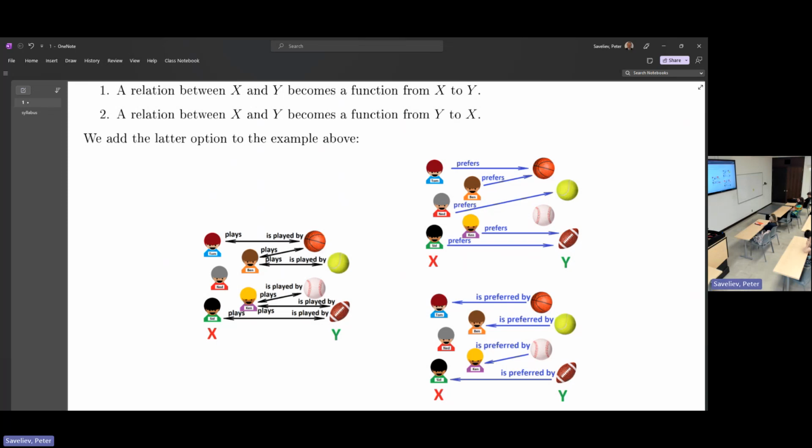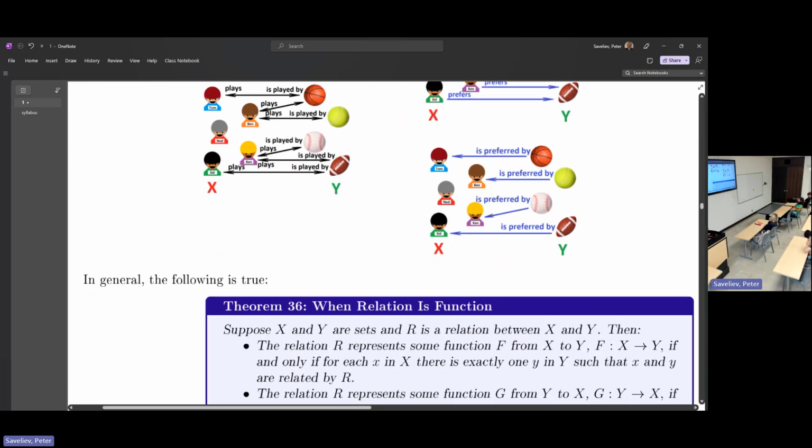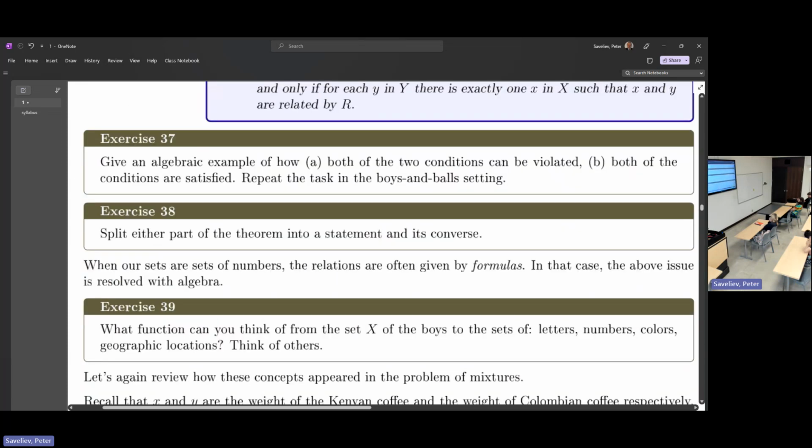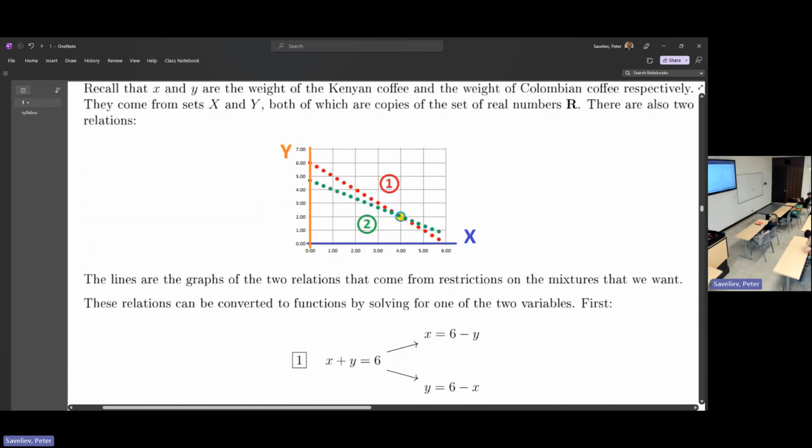Okay, because once again the basketball is played by two boys, which means that you cannot have two outputs. So if you try to flip the arrows, you fail. So that's something to worry about. And okay, so when it's a function, we will have to deal with that later.